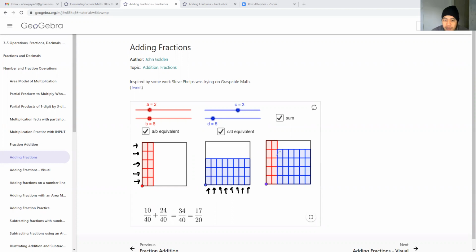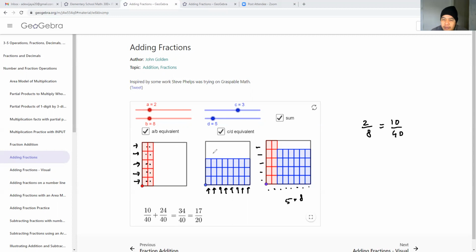When you put them together, we will have 1, 2, 3, 4, 5 times 1, 2, 3, 4, 5, 6, 7, 8. 5 times 8 will make 40, right? Now when you look at the first fraction, 2 on 8, and look at the red rectangles here, we have 10: 1, 2, 3, 4, 5, 6, 7, 8, 9, 10. So 2 on 8 is equal to 10 on 40.